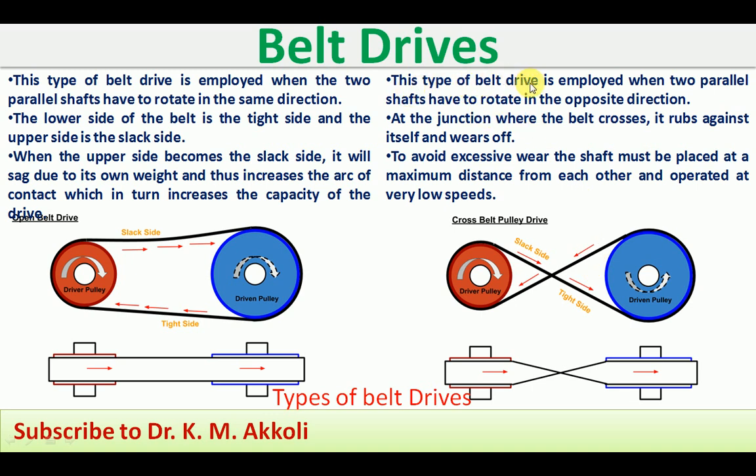This type of belt drive is employed when the two parallel shafts have to rotate in opposite directions. At the junction where the belt crosses, it rubs against itself and wears off. The wearing of the belt is more in this type of drive. To avoid excessive wear, the shafts must be placed at a maximum distance from each other and operated at very low speeds. Low speed is also used in order to avoid wear and tear of the belt.